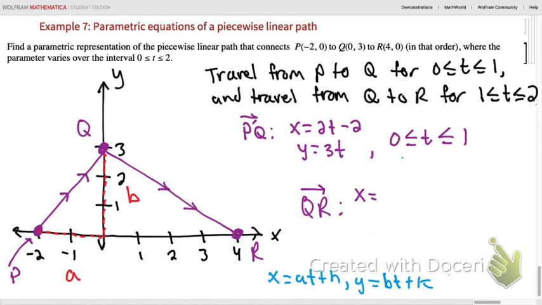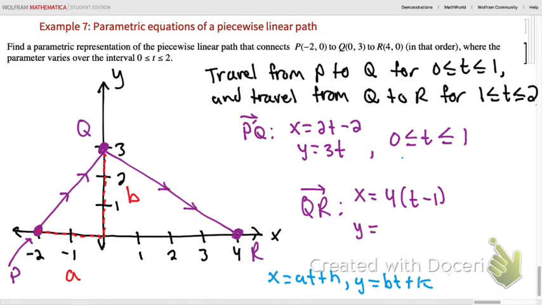Now, the rise and run, to get from Q to R, you have to go 4 units to the right. So for x, we're going to do 4, not t, but t minus 1, plus the x coordinate of where we're starting, which is 0. So it's just 4 times t minus 1.